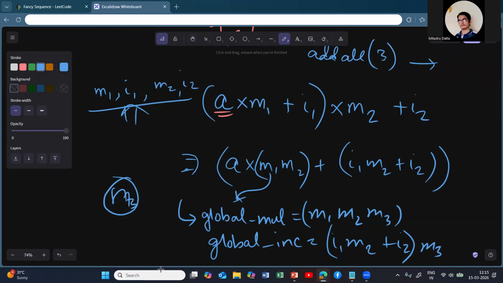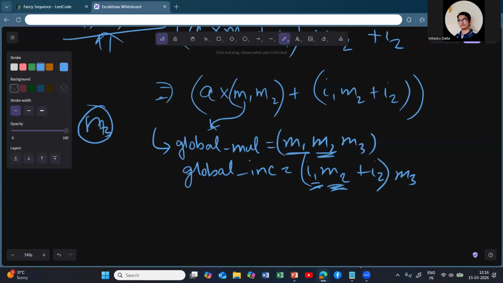Why? Because when m2 was there, you had only I1, but you multiplied this also. Not only to m1 did you multiply m2, to I1 also you multiplied m2. So whenever you are multiplying something, you will multiply this global multiplier as well as this global incrementer. But if you are only adding, say with I3, you only need to increment this global incrementer.